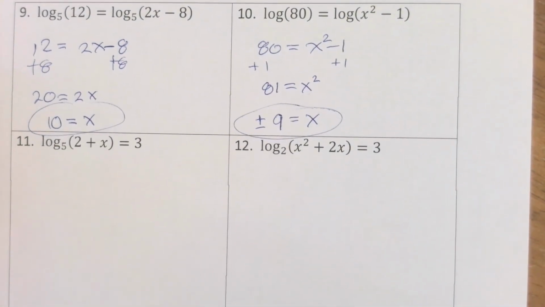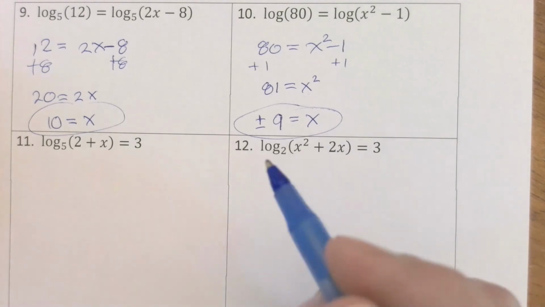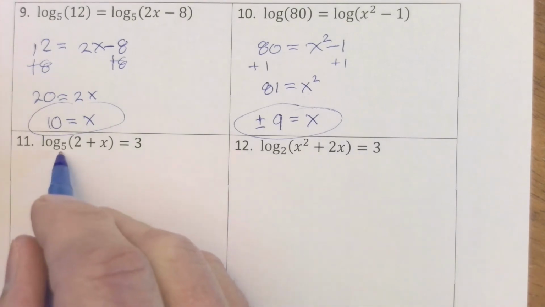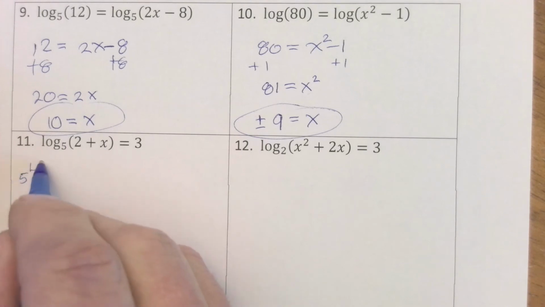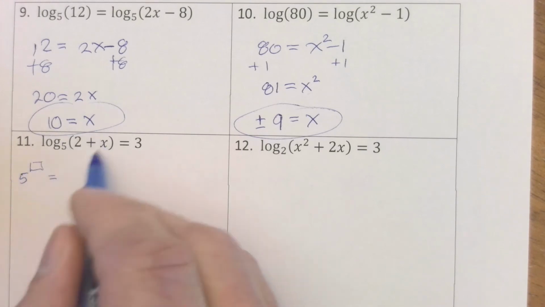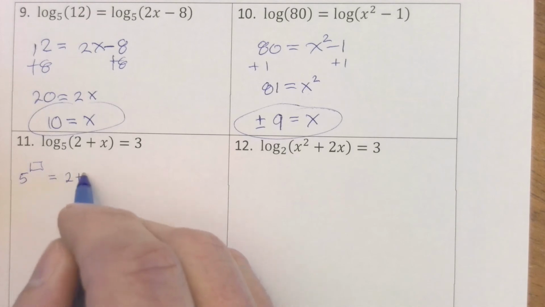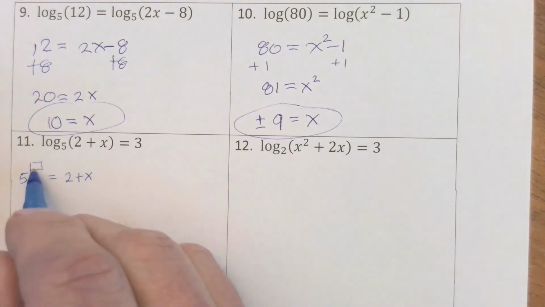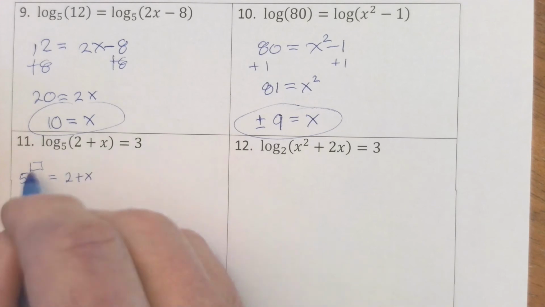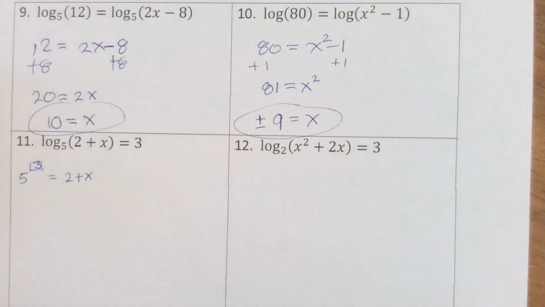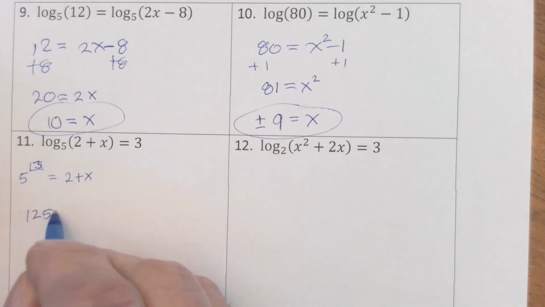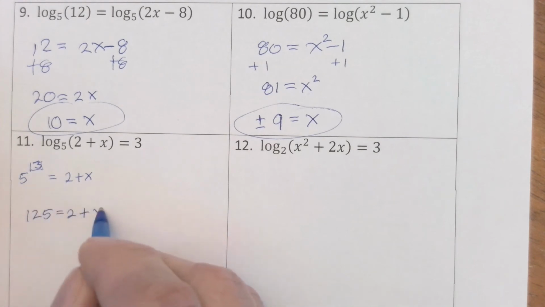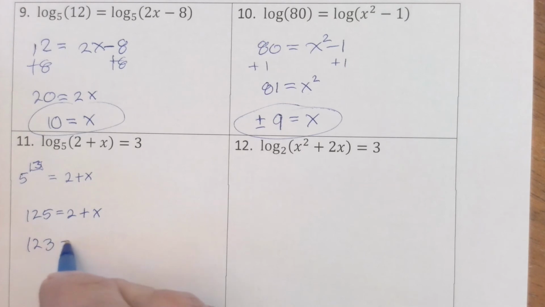Okay, there are two ways to solve this, and I think I'll do them both. First of all, remember the base 5 log of something is the number that you can put up here to make what's inside the log. What number can I put up here? This number. This is a logarithm. Logarithms are exponents. So 5 to the 3rd power is 2 plus x. That means 125 equals 2 plus x. Subtract 2 from both sides, and you are done promptly.